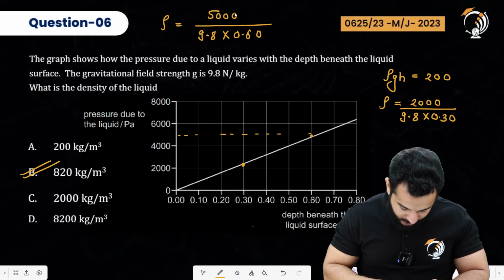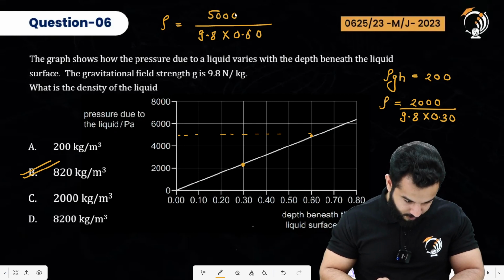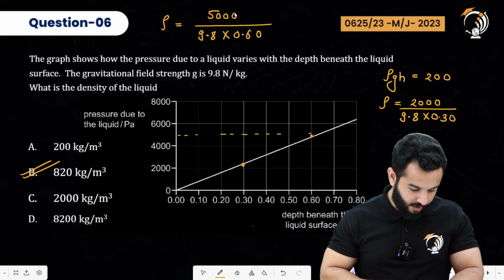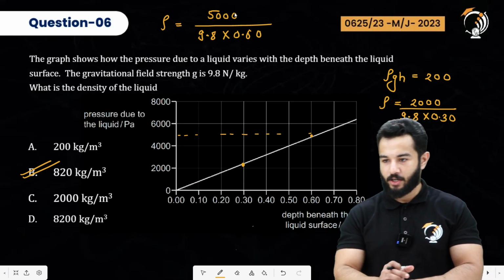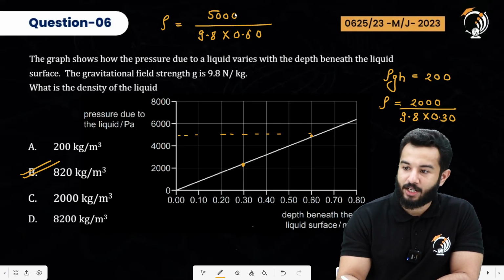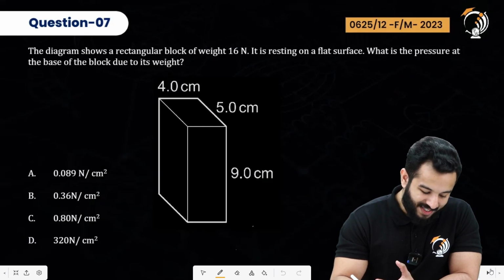So if we find this answer, again it's coming near 820 only. This one is giving us 850, right? So the correct answer is going to be 820 kilogram per meter cube. Moving on, the diagram shows a rectangular block, same types of question.